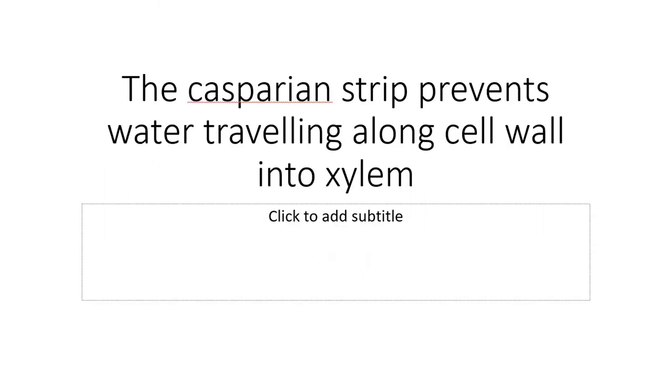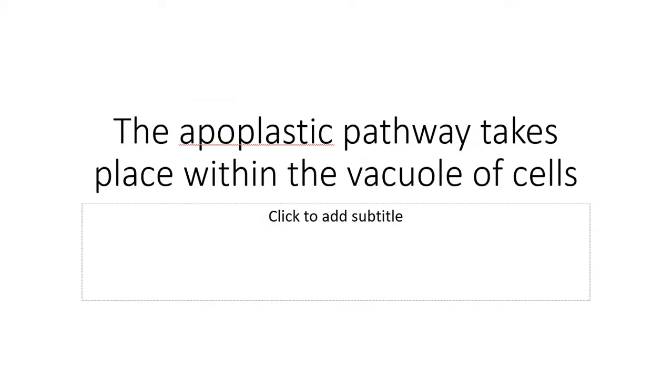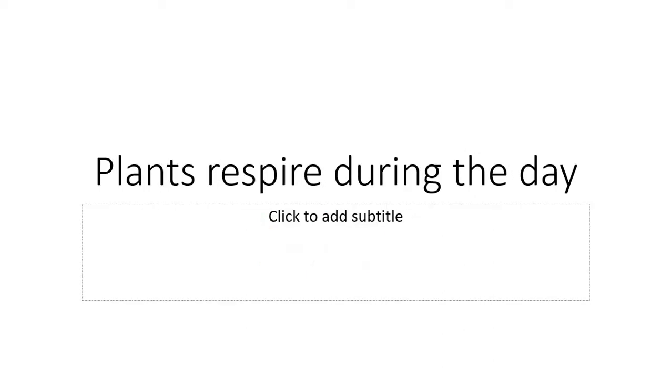The Casparian strip prevents water travelling along the cell wall into xylem. True, it forces it out of it. Next one, the apoplastic pathway takes place within the vacuole of cells. False, that is the symplastic pathway. Apoplastic is in the cell walls.